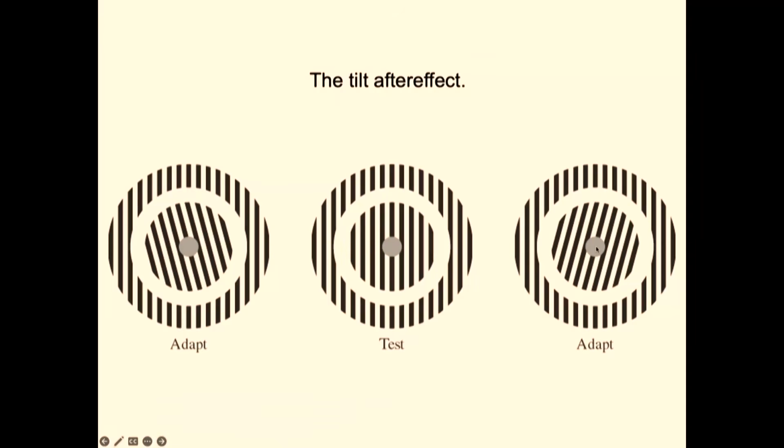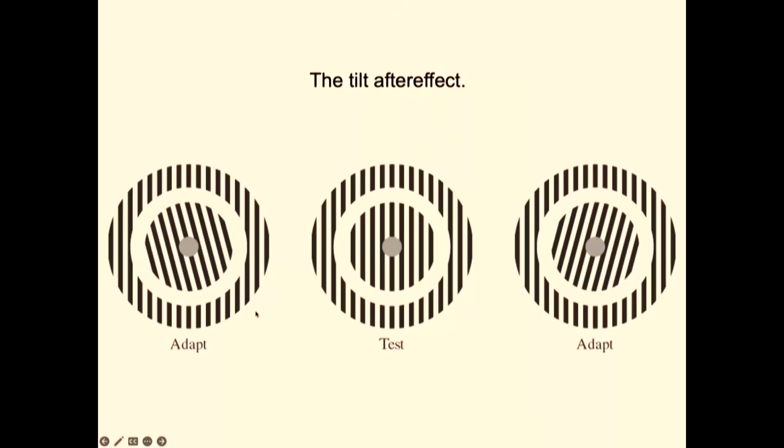And then we ended class by experiencing the tilt aftereffect, where we induced a temporary change in your brain by imploring you to stare at the adapting stimulus, which is this oriented grating. You found that if you stared at this for about a minute, and then you looked at the test stimulus, even though the test stimulus is actually vertical, it appears to be a little bit off of vertical. That's what's known as the tilt aftereffect.